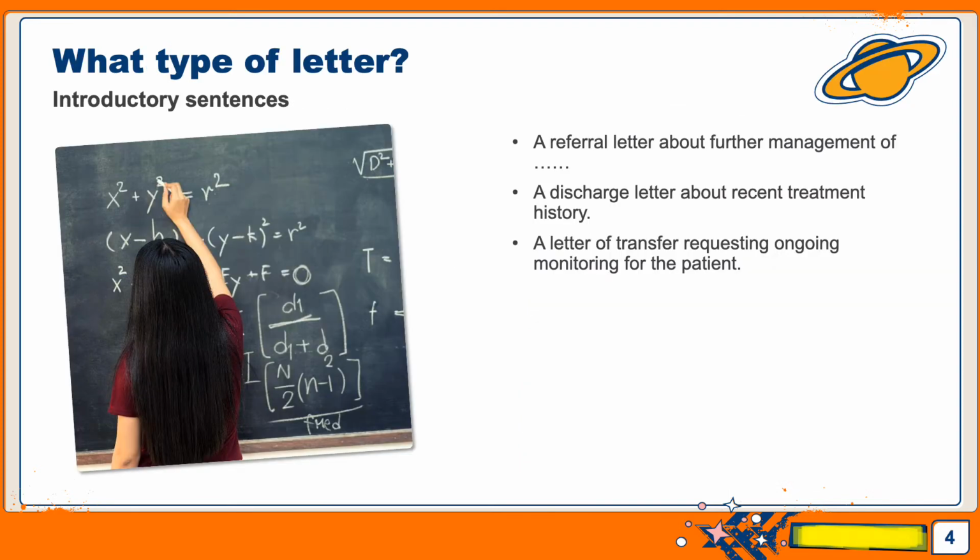In terms of different types of letter, your introduction could be different. For example, a referral letter usually is about further management of a certain disease or a certain situation of the patient. A discharge letter normally is about recent treatment history. And a letter of transfer generally is requesting ongoing monitoring for the patient.